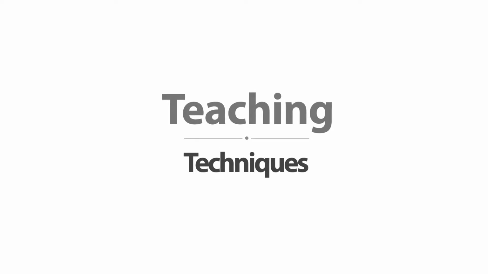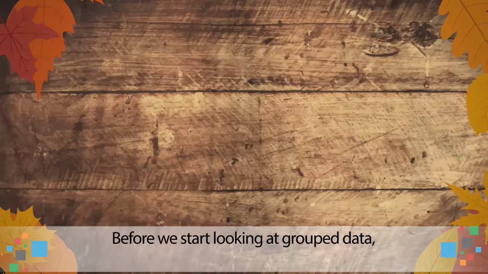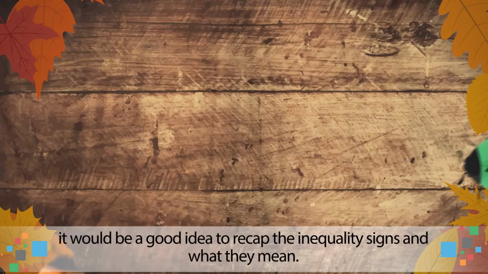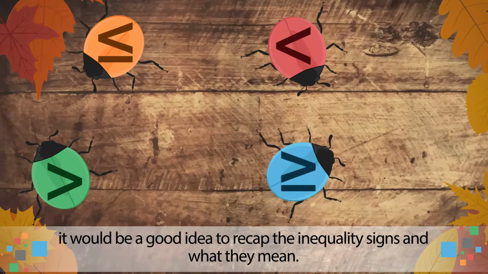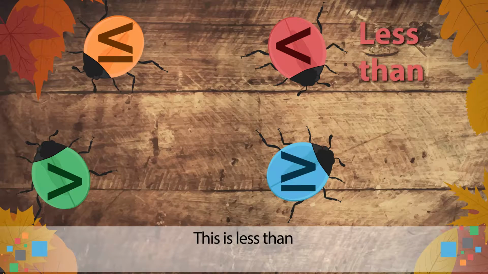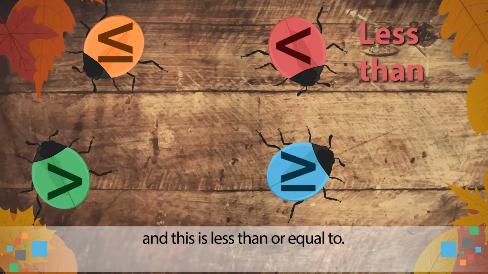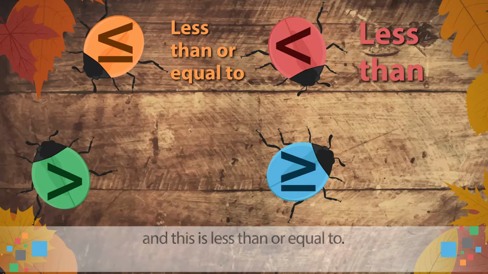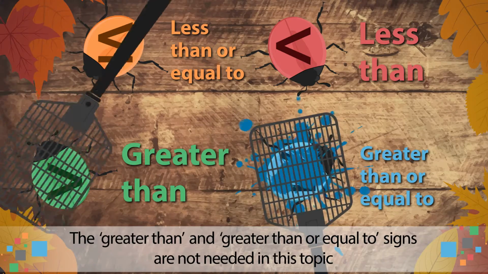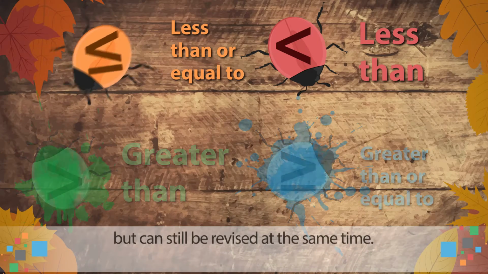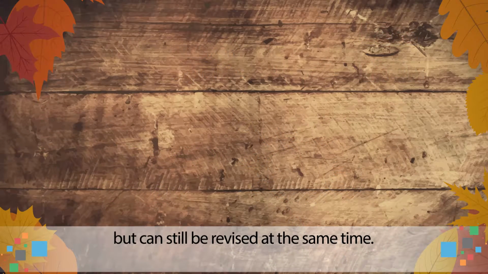Teaching techniques. Before we start looking at group data, it would be a good idea to recap the inequalities signs and what they mean. This is less than, and this is less than or equal to. The greater than and greater than or equal to signs are not needed in this topic, but can still be revised at the same time.